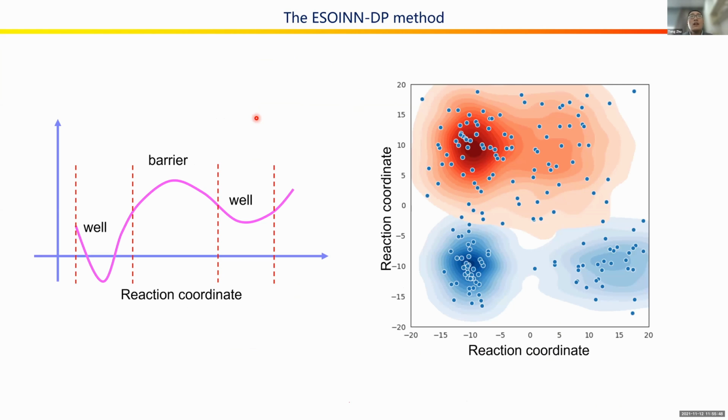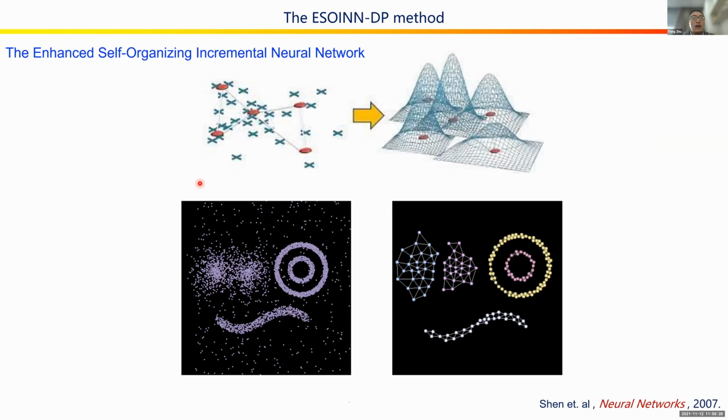So when we simulate the chemical reactions, as I told, the main obstacle is to prepare a reference data set, and normally we employ MD simulation to sample the data. But when we perform the simulation at maybe lower temperatures, we found that it's very hard to sample the data around the barrier area of the potential energy surface. To solve this problem, we recently employed the enhanced self-organizing incremental neural network.